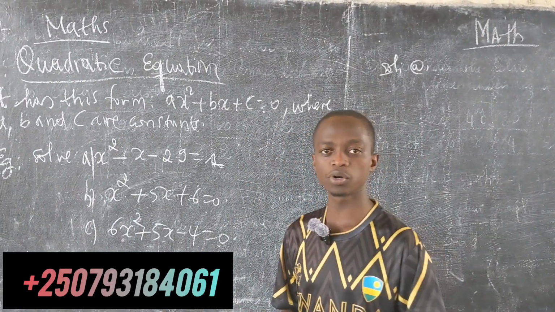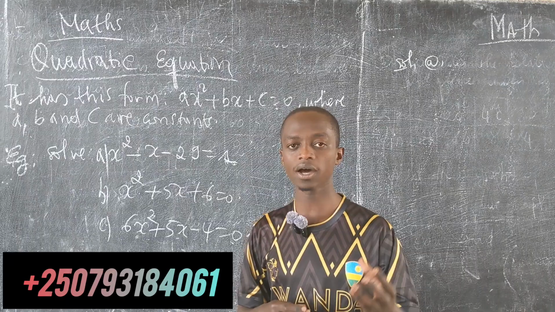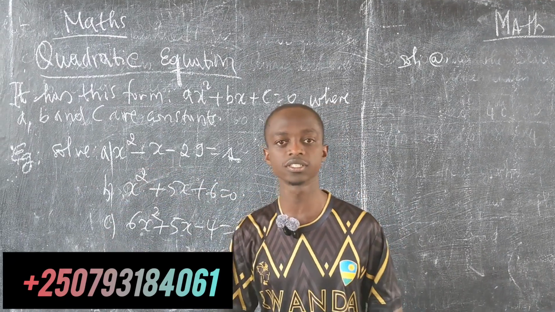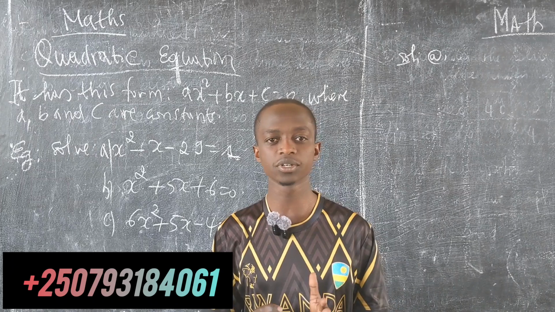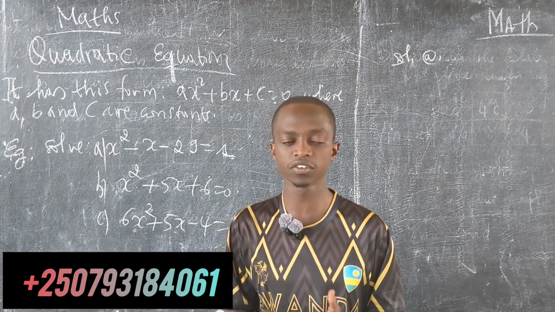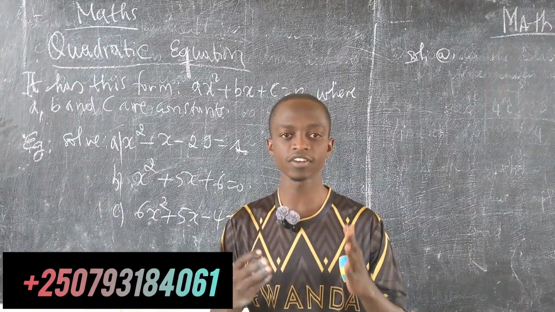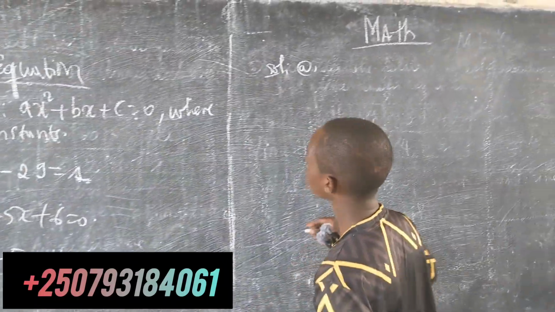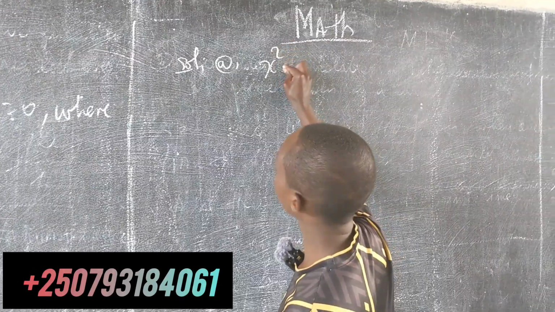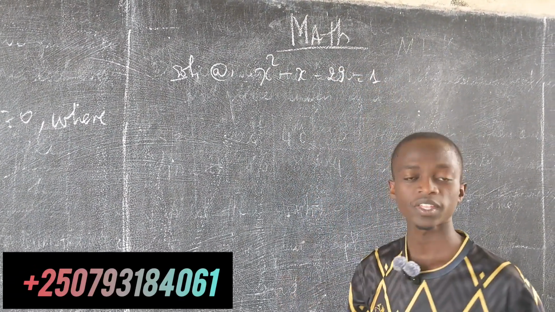So guys, those of you who do not well understand how to solve this type of question using the discriminant formula, I am going to help you use this new formula, which will help you find the final solution easily. So follow me for more. So here we have x squared minus x minus 29, which is equal to 1.